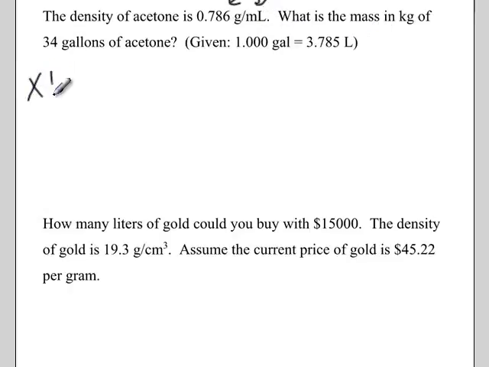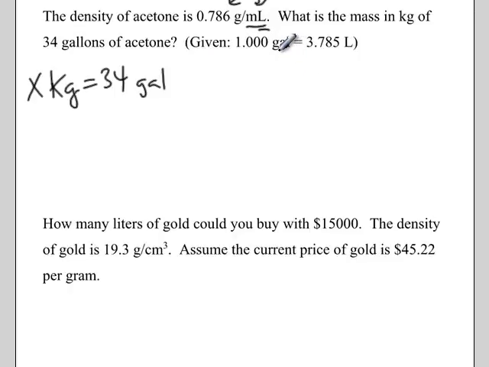Well, if we're looking for kilograms, we can get there if we get to grams. And to get grams, we could get there if we had milliliters. But our starting point is the known 34 gallons of acetone. Gallons is a measurement of volume. The density has its volume in milliliters. So we're going to have to turn our gallons into milliliters, but we can't do that in one step.